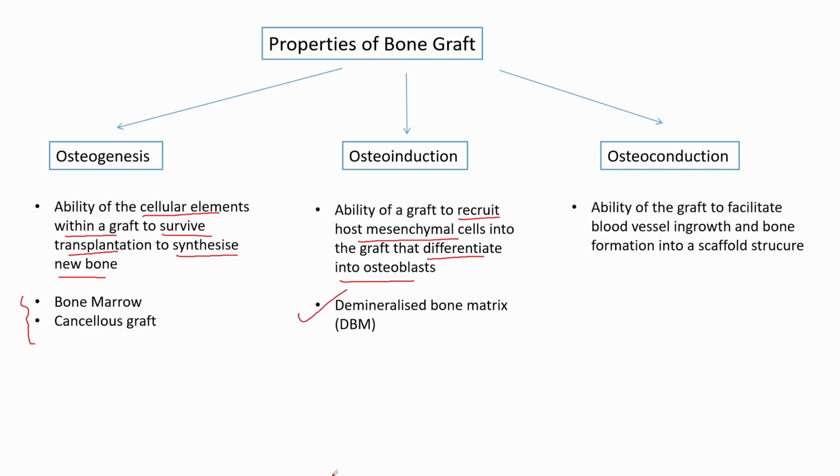Osteoconduction is the ability of the graft to facilitate blood vessel ingrowth and bone formation into a scaffold structure. So the graft acts as a scaffold into which the blood vessels grow. Now these blood vessels bring with them osteoprogenitor cells which lead to bone formation. An example again of osteoconduction is cancellous graft and calcium sulfate and phosphate bone graft substitutes.